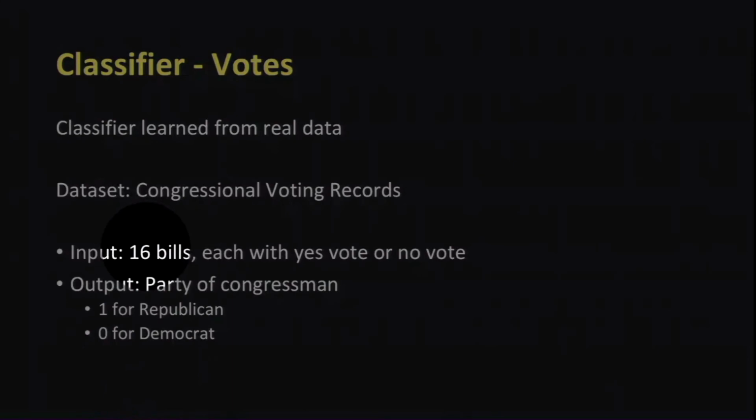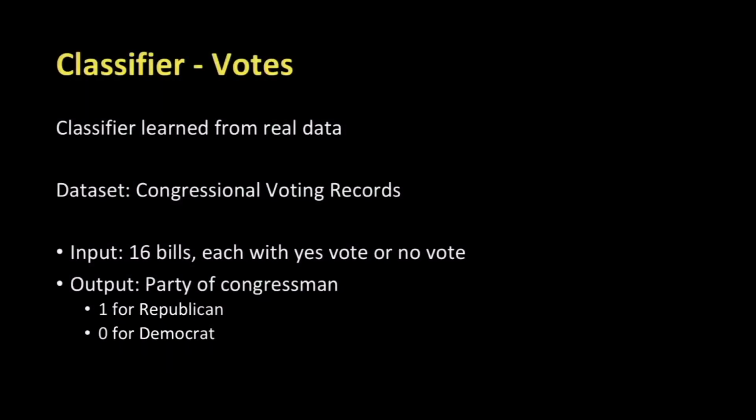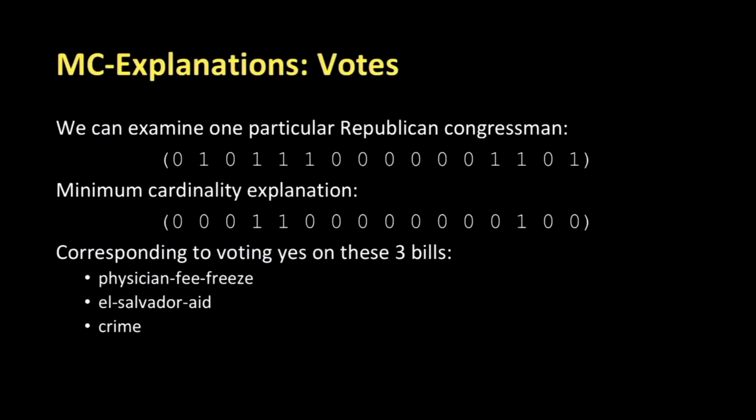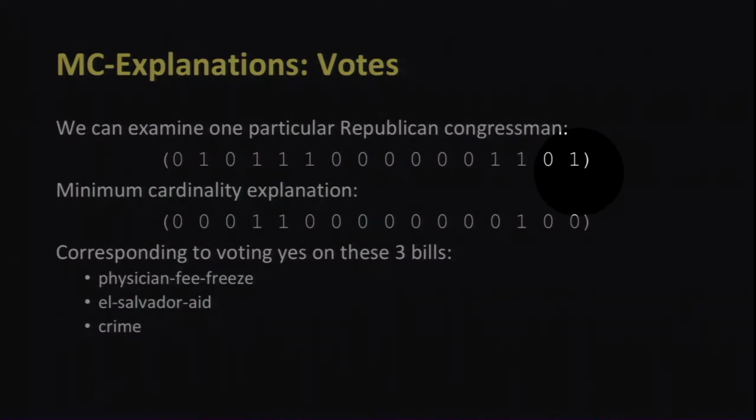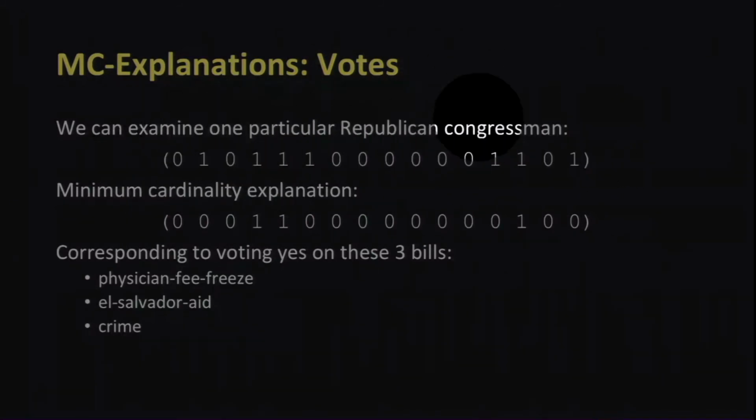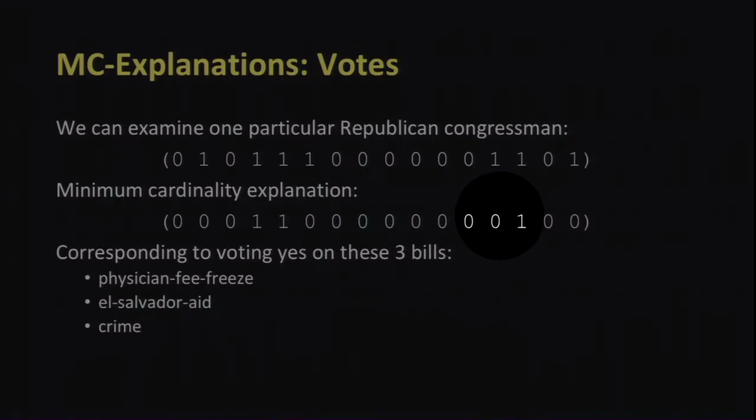So there are 16 bills, and whether they voted yes or no. And then 1 is a Republican and 0 is a Democrat, and this was one particular Republican. This was their voting record, so this is the instance. The classifier classified them correctly as a Republican, and then you ask why. There are those yes votes. And the MC explanation says, even though there are, I think, 7 of these, 3 alone would have done it. This guy voted positively on these 2 and that, he would still be classified as a Republican. And these happen to be this.